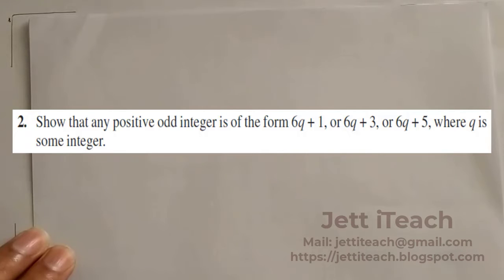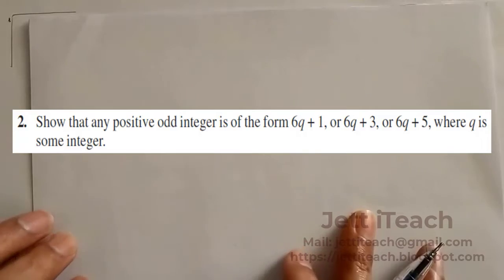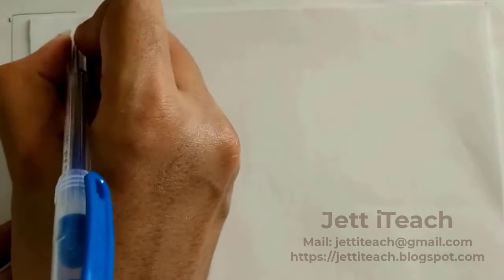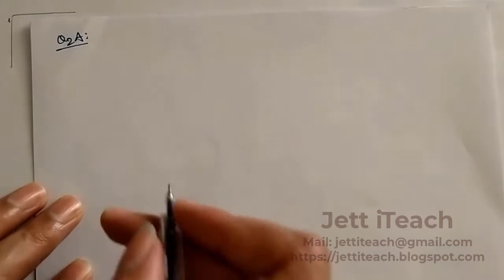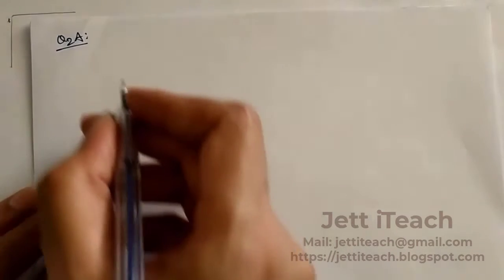Exercise 1.1 question number 2. Show that any positive odd integer is of the form 6q plus 1 or 6q plus 3 or 6q plus 5, where q is some integer. Okay, so we need to concentrate on odd integers in this question. You can use Euclid's algorithm to solve this problem.